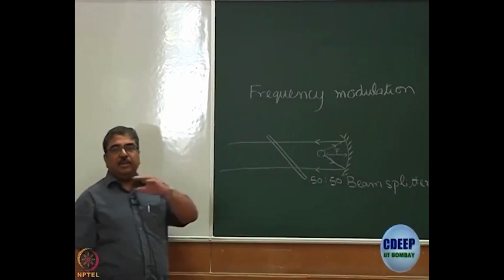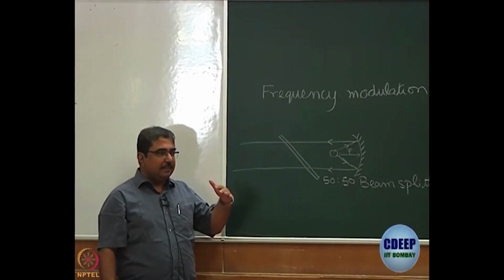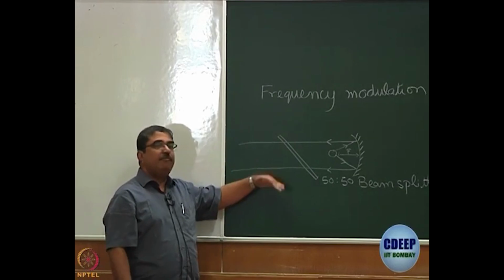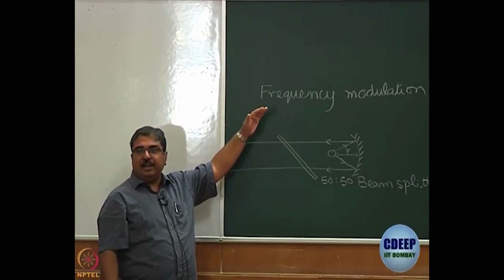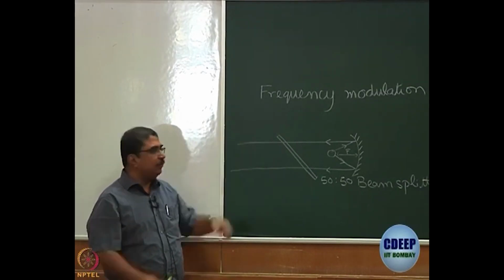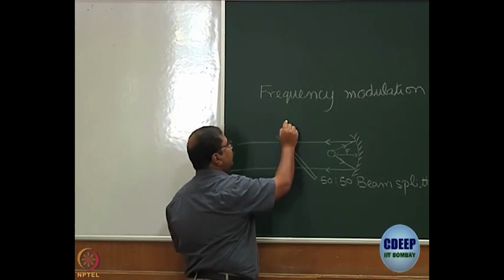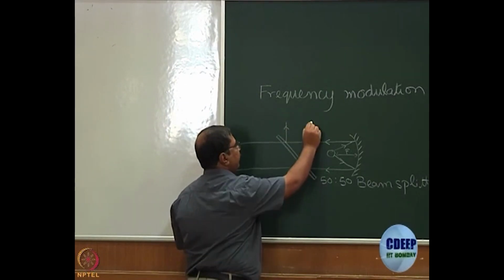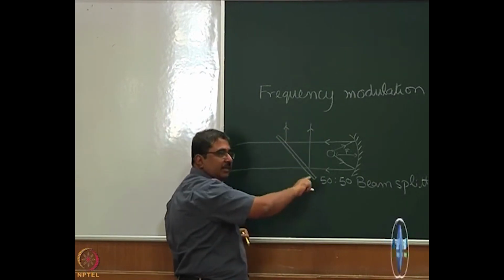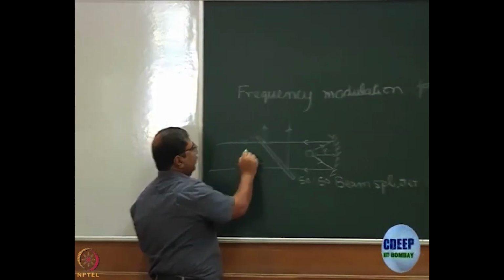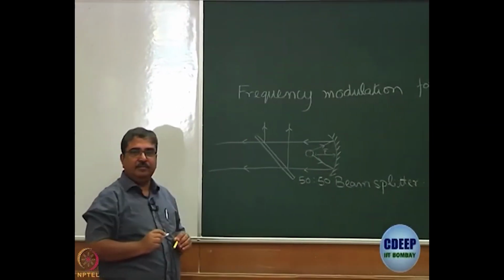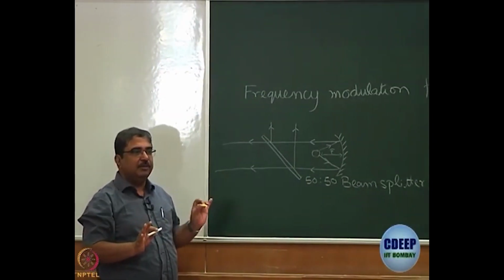A piece of glass, or any transparent or semi-transparent substance, which reflects half of the light and transmits half of the light. So, what will happen? 50% of the light goes this way, and it is placed at 45 degrees. So, 50% of the light goes straight. Okay, so far so good.